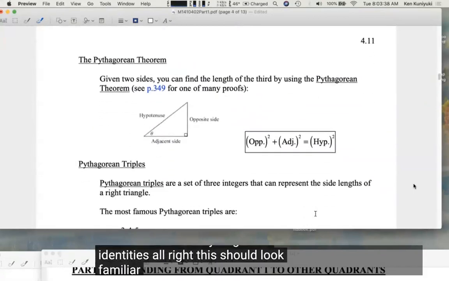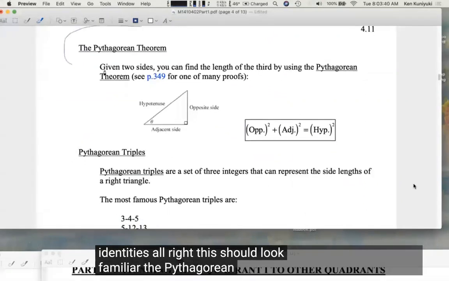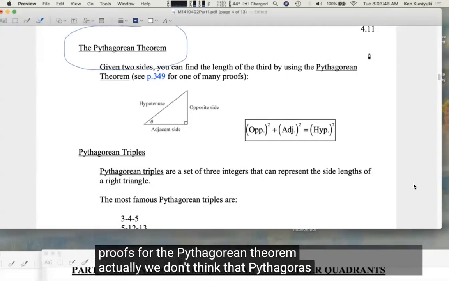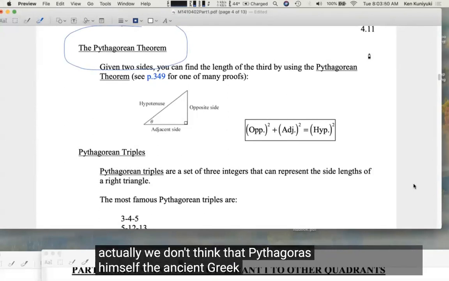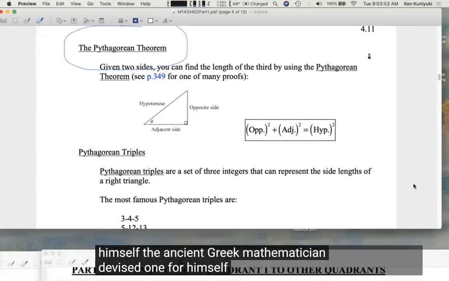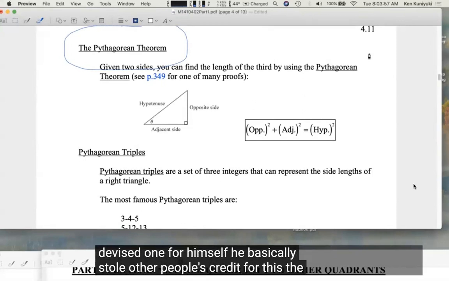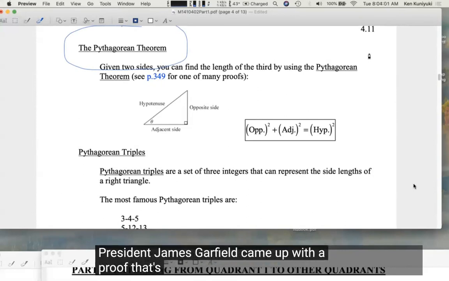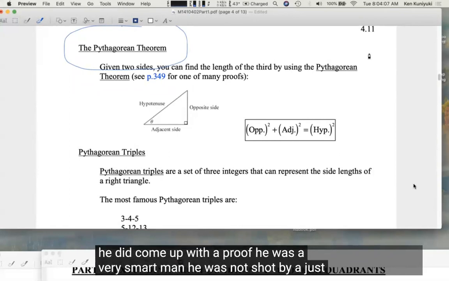All right, this should look familiar. The Pythagorean Theorem. There are literally hundreds of proofs for the Pythagorean Theorem. Actually, we don't think that Pythagoras himself, the ancient Greek mathematician, devised one for himself. He basically stole other people's credit for this, the Pythagorean Theorem. Now, actually, President James Garfield came up with a proof. That's not why they shot him, but he did come up with a proof. He was a very smart man. He was not shot by a jealous mathematician.